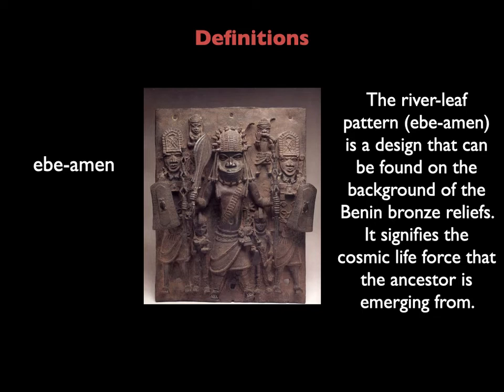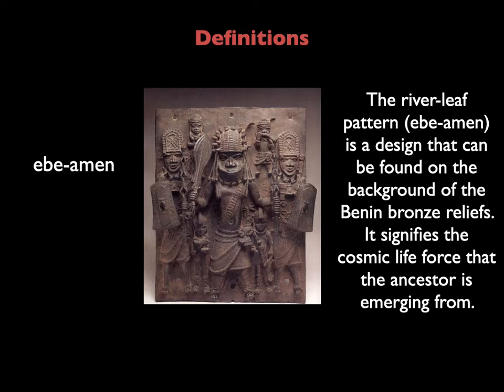So my term is going to be, let's say, Ebe Amen. So the word Ebe Amen is the river leaf pattern, a design that can be found on the background of the Benin bronze reliefs. It signifies the cosmic life force that the ancestor is emerging from. Okay, so this leaf river pattern is the design that we identified earlier in the back of the relief.